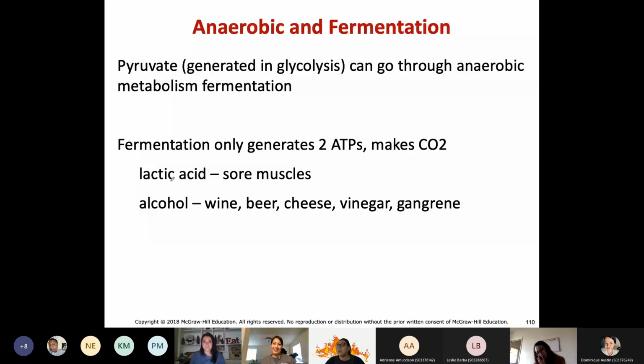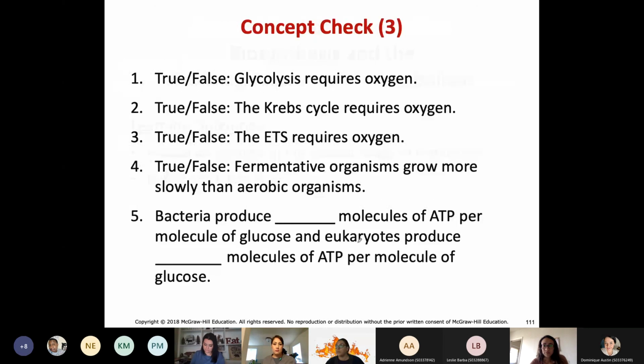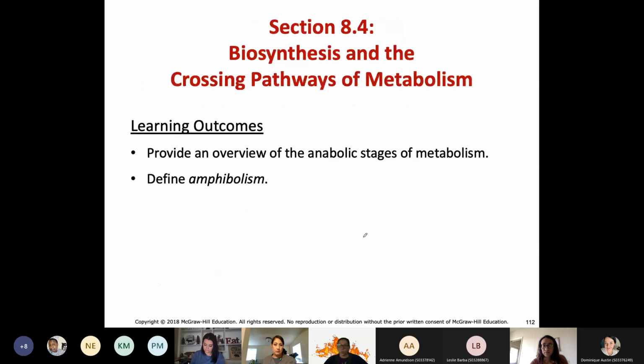All right, guys, so what do we get? We get 2 types of fermentation. Lactic acid fermentation in us gives us sore muscles, and that's because we started doing anaerobic metabolism. Alcohol fermentation is how we make all the good stuff: wine, beer, cheese, vinegar, or unfortunately, medically, this is how those Clostridium grow. Woo!